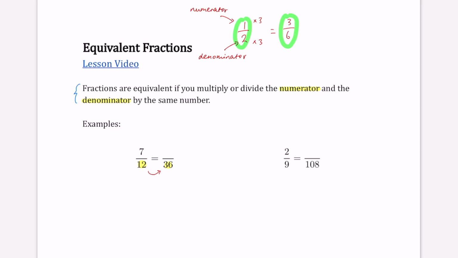Now 12 times 3 is equal to 36. So I drew an arrow, and now I'm going to write times 3. So if we want the fractions to be equal, if we multiplied the bottom by 3, that means we also have to multiply the top by 3. Seven times 3 is equal to 21. Okay, so the first question's done.